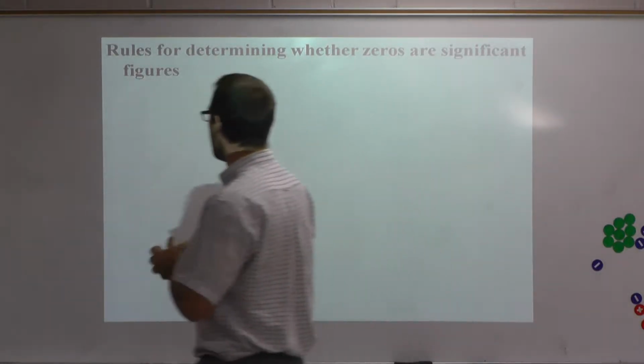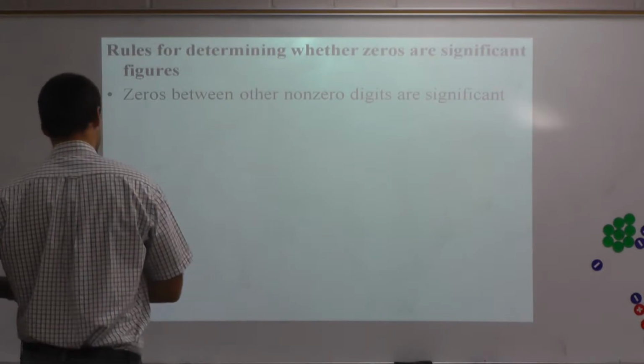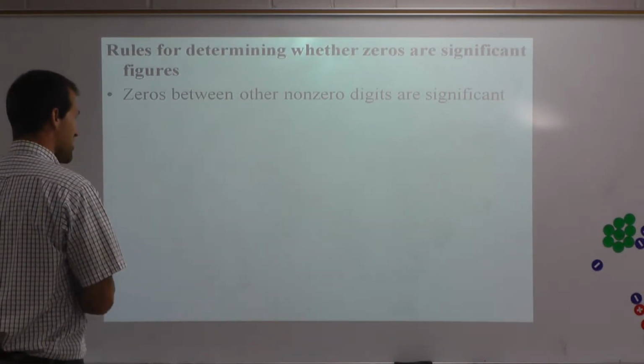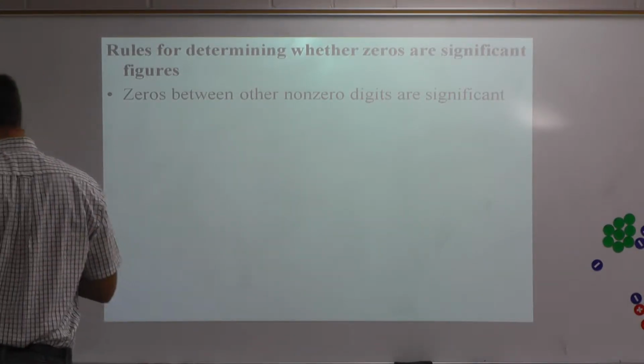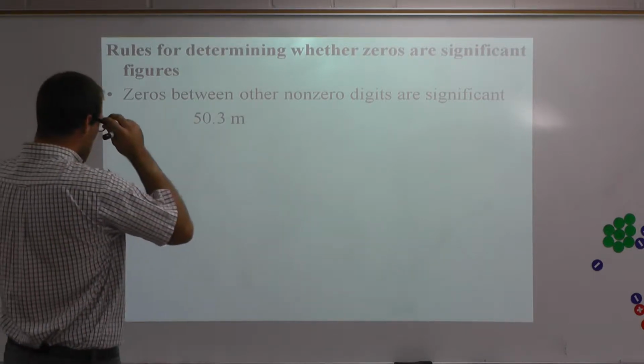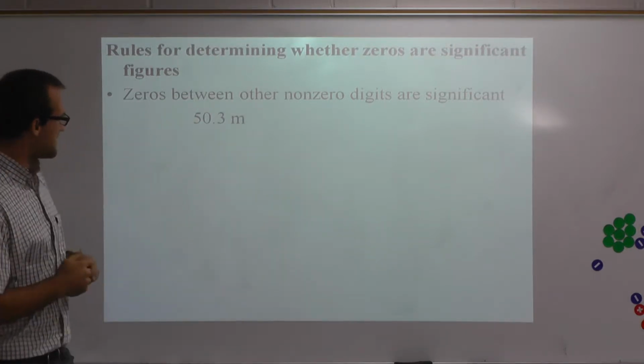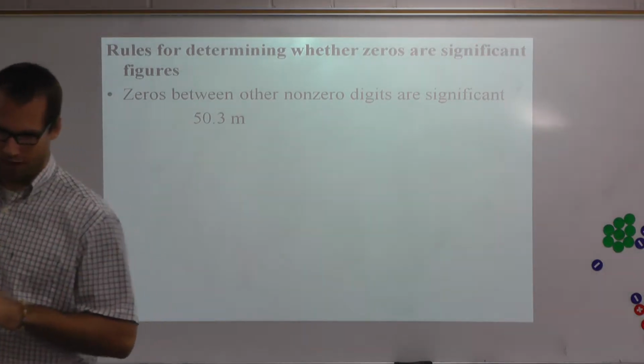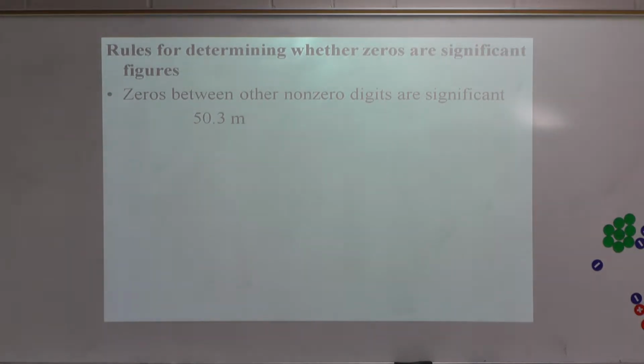Okay. So, we've got a whole bunch of rules for zeros to see if they are significant or not. First rule, number 1. This one's the easiest rule, I think. It makes sense pretty logically. It says zeros between non-zero digits are significant. So, if I were to look at this number, how many significant digits would this number have based on this rule, Rachel?